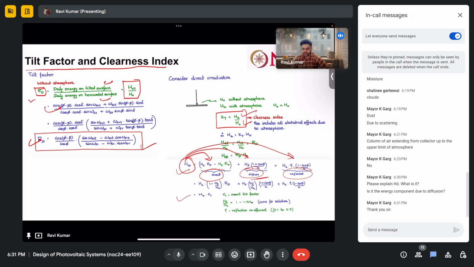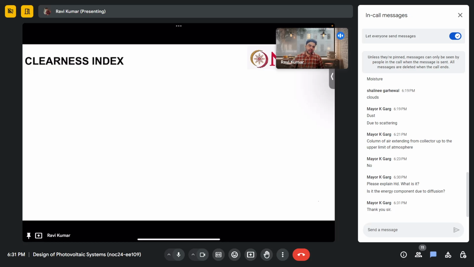Okay, so let us consider that at your place you want to find out the clearness index. How will you go about it? What I told you, clearness index is KT equals H with atmosphere divided by H without atmosphere. So without atmosphere, how can you calculate? And with the atmosphere, how can you calculate? You need these two quantities, then you can take a ratio, and you will get this clearness index.